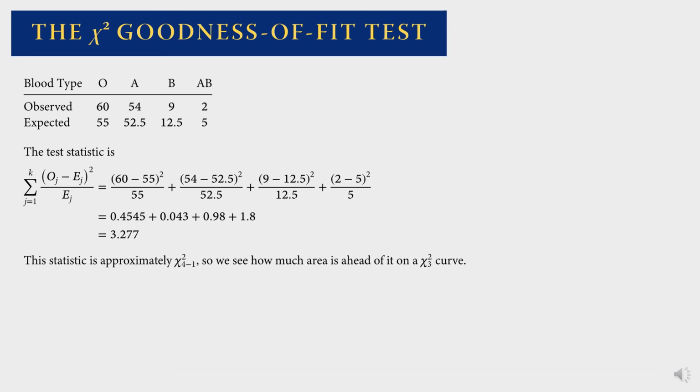Here's the calculation of the chi-square statistic. It's observed minus expected squared divided by expected for each group. Then you add them all up. This gives you a statistic that follows a chi-square distribution with 3 degrees of freedom. The degrees of freedom for this test are the number of groups minus 1.